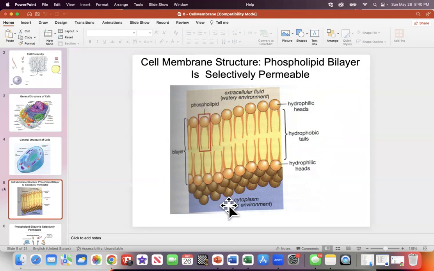The inside is called ICF, intracellular fluid, and the outside is called ECF, extracellular fluid. Both of them are water. So it turned out the head likes water, the tail does not like water. So the strategy is, okay, let's flip it over and make a double membrane. The cell membrane is a phospholipid bilayer, two layers of phospholipid. They make the heads that like water face out and face in, facing the ICF and facing the ECF, and the two hydrophobic tails are hidden inside.